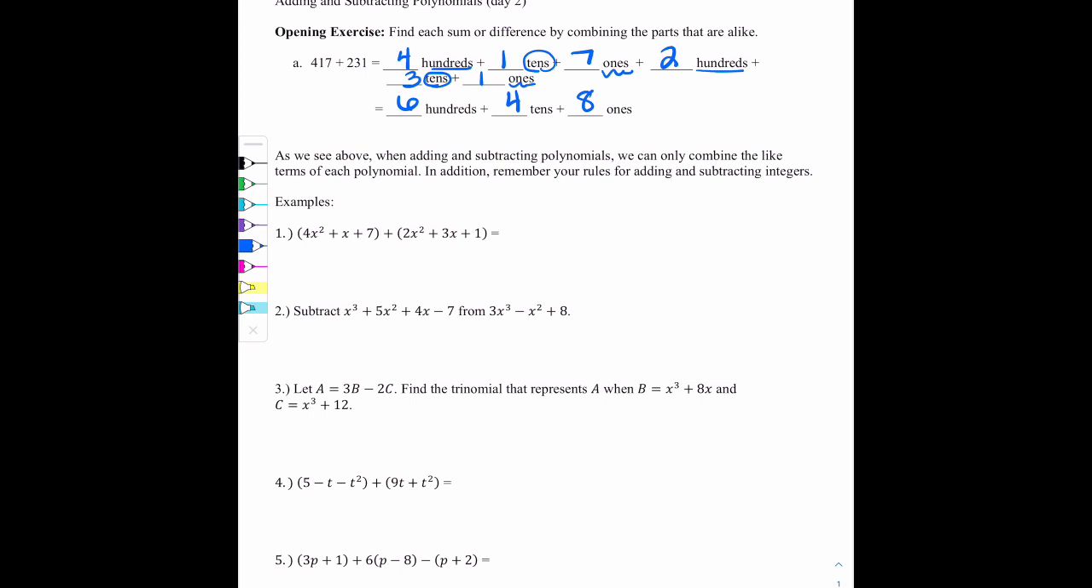So as we see above, when adding and subtracting polynomials, we can only combine the like terms of each polynomial. In addition, remember your rules for adding and subtracting integers. That's going to show up when we are adding and subtracting polynomials.